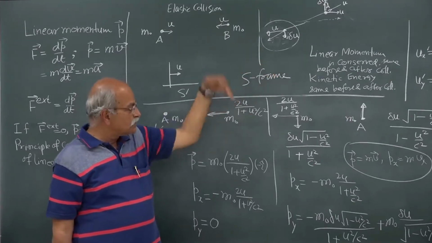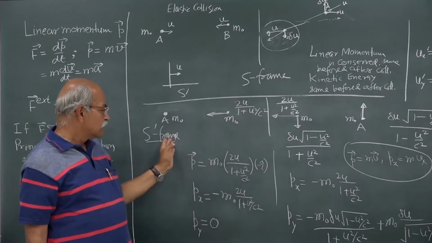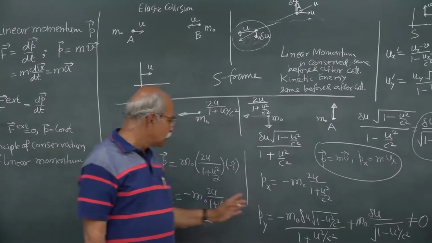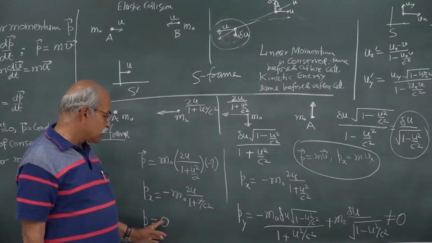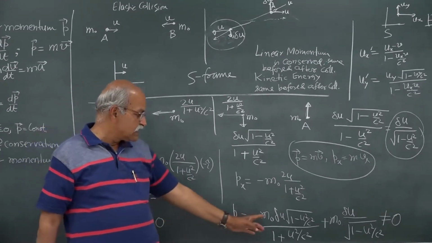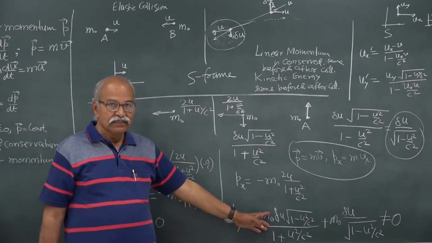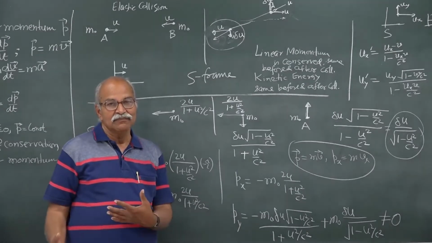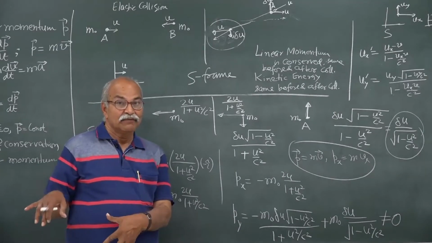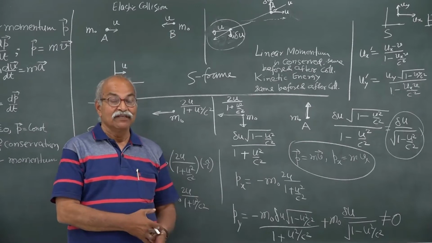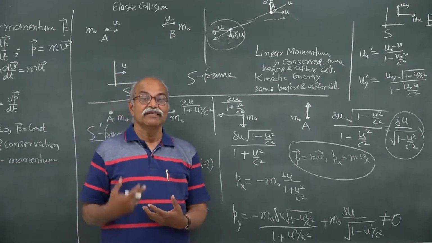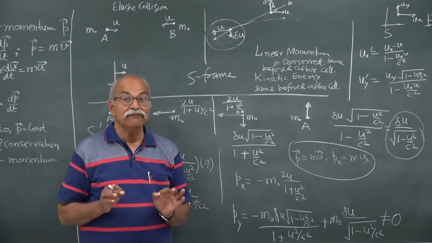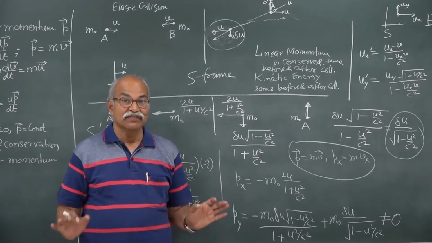But if I go to some other frame, S prime frame, then we saw that the linear momentum before the collision was 0 in y direction, and after the collision it is not 0 in y direction. So, the law of conservation of linear momentum is valid in S frame, not valid in S prime frame, which is against the principle of relativity, that laws of physics have the same form in all inertial frames.